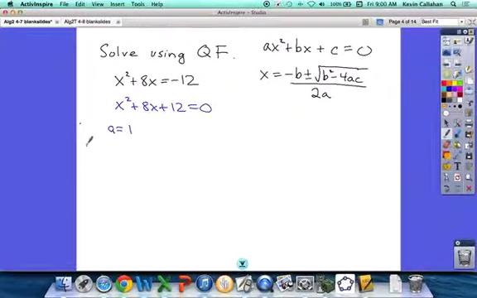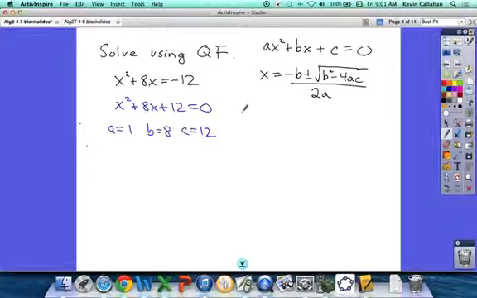What is the value of b? 8. And what is the value of c? 12. Those are the numbers that you're going to plug into this formula.